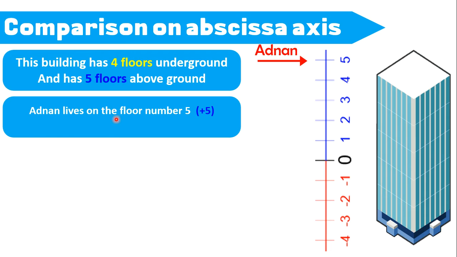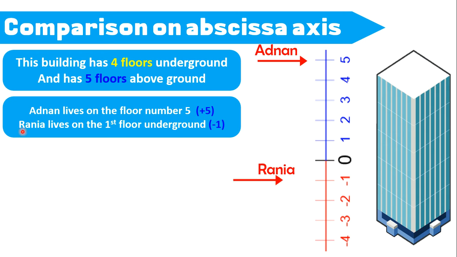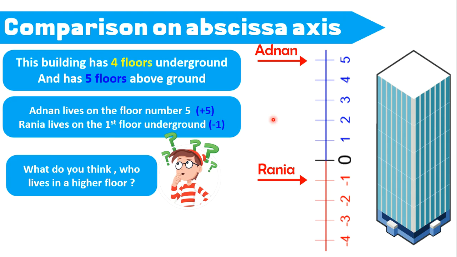Adnan lives on floor number 5. So he is on the floor +1, +2, +3, +4. He is on +5. While Rania lives on the first floor underground, so she lives on floor -1. Here -2 floor, -3 floor, -4 floor. She lives on the -1 floor.